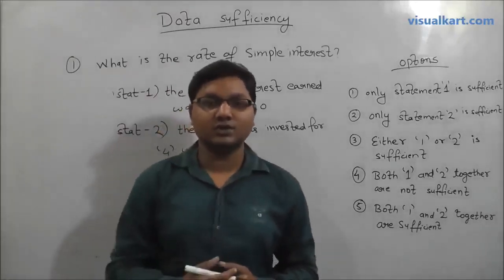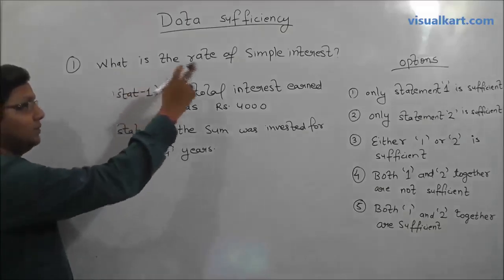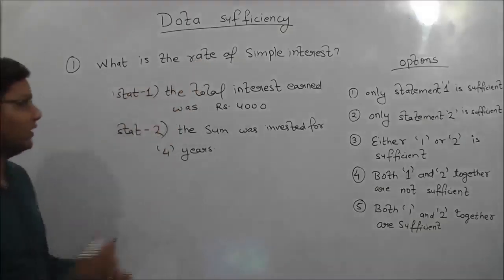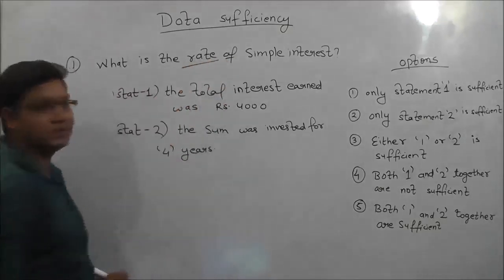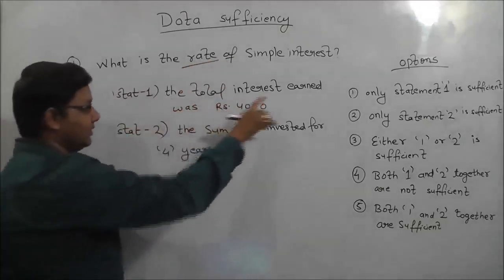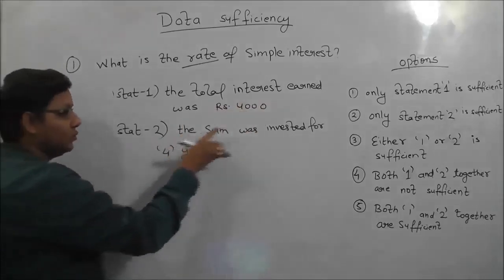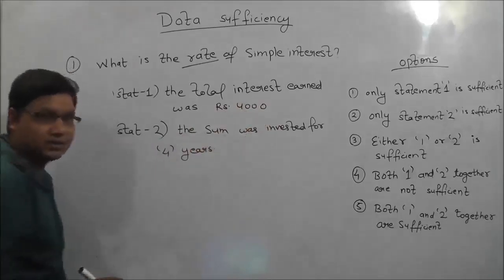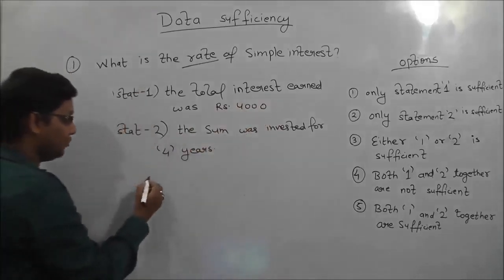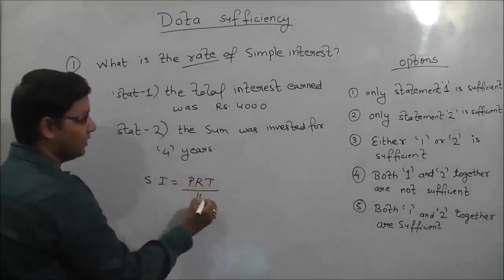Let us see the first question: what is the rate of simple interest? So we have to find the rate of simple interest. Two statements are given. Statement 1: the total interest earned was rupees 4,000. Statement 2: the sum was invested for 4 years. We have to find the rate, and the formula of simple interest is principal into rate into time upon 100.